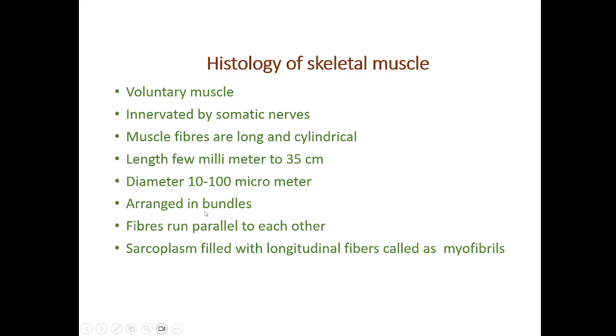The myocytes will be arranged in bundles, or they may be flattened as in the muscles of the anterior abdominal wall. The muscle is flat, but still the myocytes are arranged in bundles. The fibers will run parallel to each other. Fiber means the myocytes. Muscle fibers will run parallel to each other.